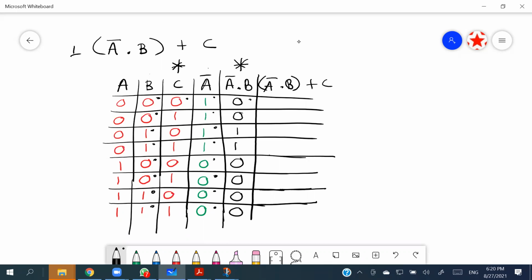Again, you have to be very careful when you are adding things. So 0 plus 0 gives you a 0, 1 plus 0 gives you 1, 0 plus 1 gives you a 1. 1 plus 1 according to Boolean algebra is going to give you 1. 0 plus 0 gives you a 0. 1 plus 0 gives you a 1. 0 plus 0 gives you a 0. 1 plus 0 gives you a 1. So that is how the final answer is going to look, right?